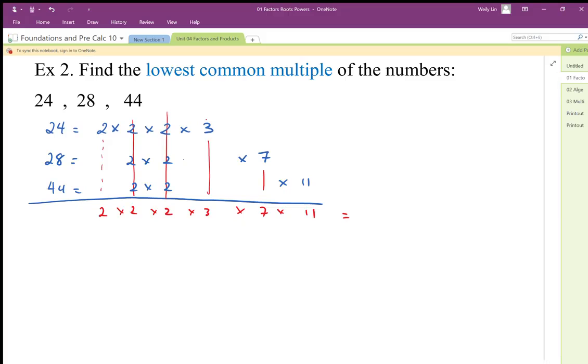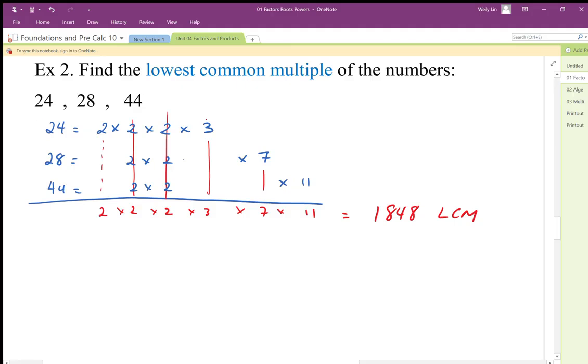Okay, so it's going to be 2 times 2 times 3 times 7 times 11, and it gives us 1848. And that is our LCM. Okay, so this is a fairly efficient way to do it instead of having to list out all the multiples of this. So another strategy, again, we can take the other perspective.